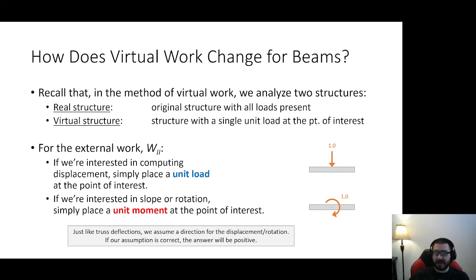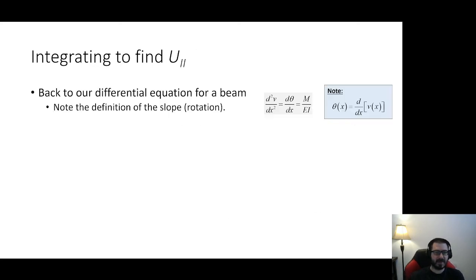Just like with truss deflections, we assume a direction. If we get a positive answer, it means our assumption is correct. So that's basically all that means. Now, what we've got to do, and what really makes beams different, is that we have to integrate our energy.